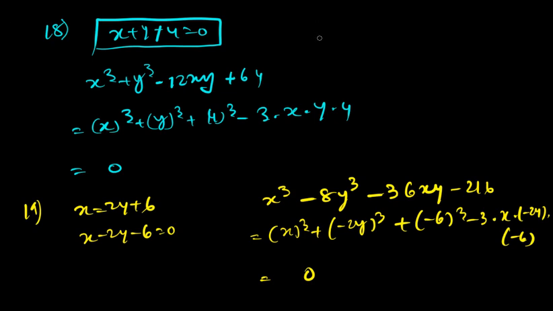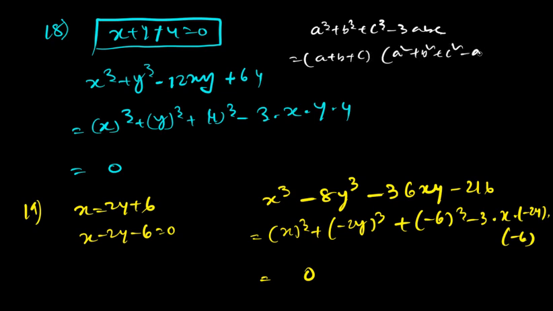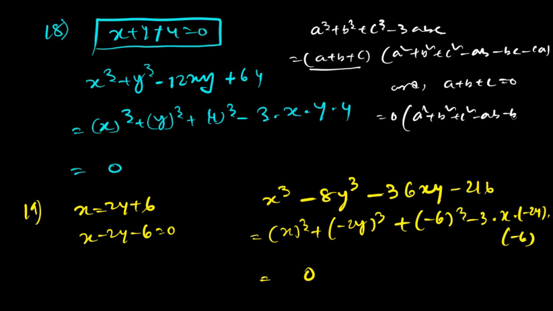Why do these become 0? If you were confused, we know that a cube plus b cube plus c cube minus 3abc is equal to a plus b plus c into a square plus b square plus c square minus ab minus bc minus ca. Here if a plus b plus c equals to 0, obviously it will become 0 times a square plus b square plus c square minus ab minus bc minus ca, and then the entire thing will become 0. So that's why in the last two questions we got directly 0 without actually calculating it.